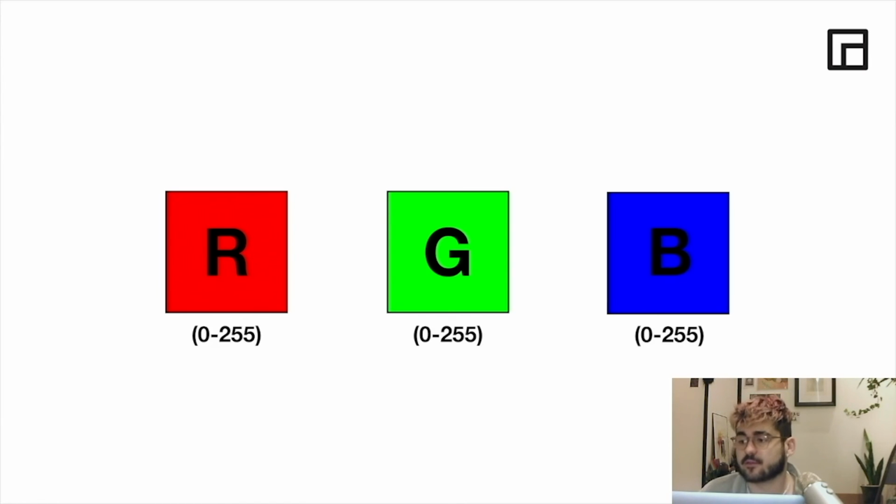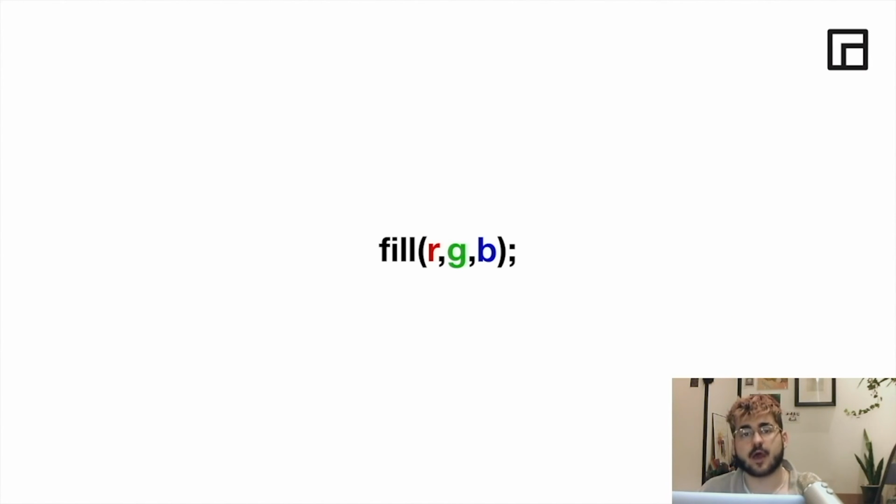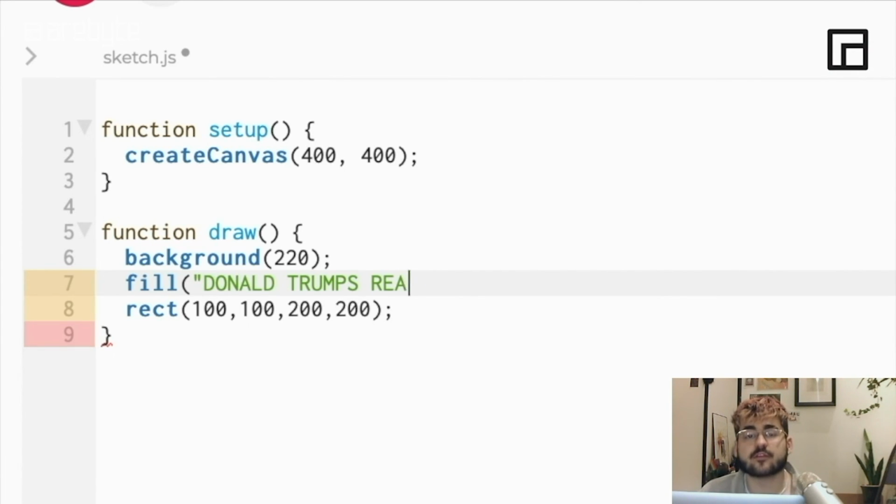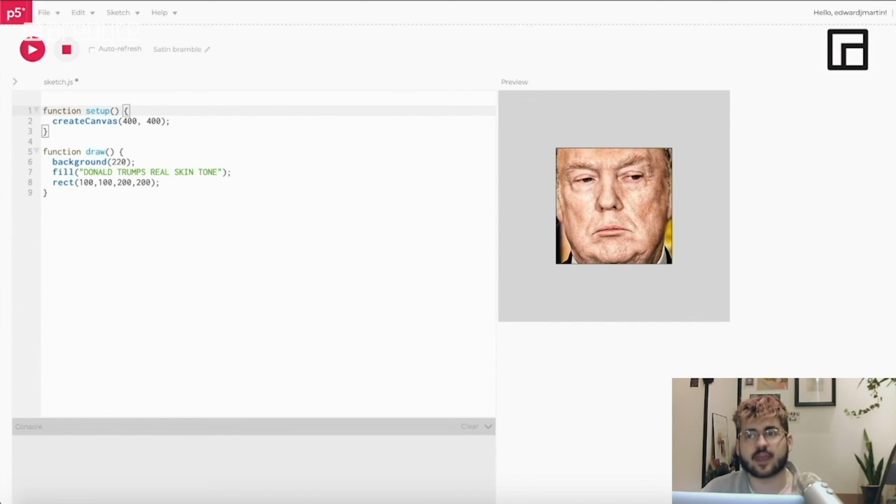So the way that you put it is fill, open brackets, and then the RGB values. If you're wanting to mix red, you would put fill, open brackets, 255, and you would get red. Or, if you wanted to do green or blue. What this allows you to do is add specific values to get that perfect shade.